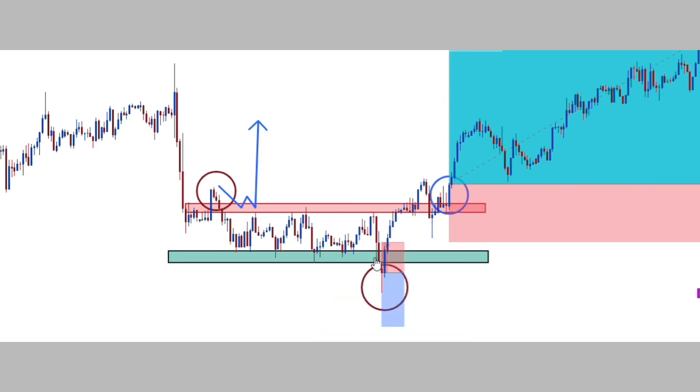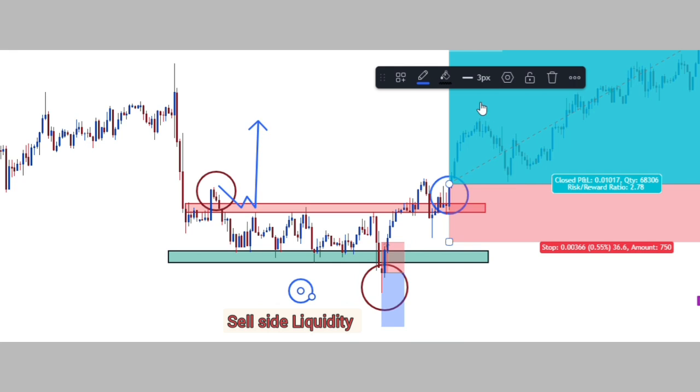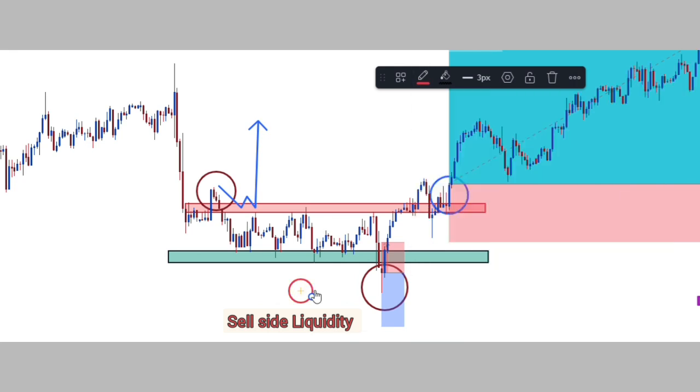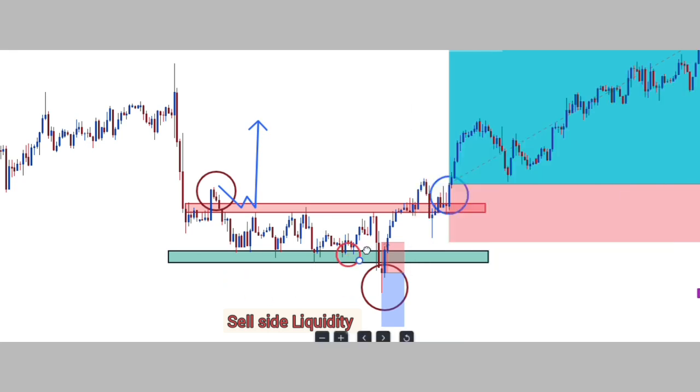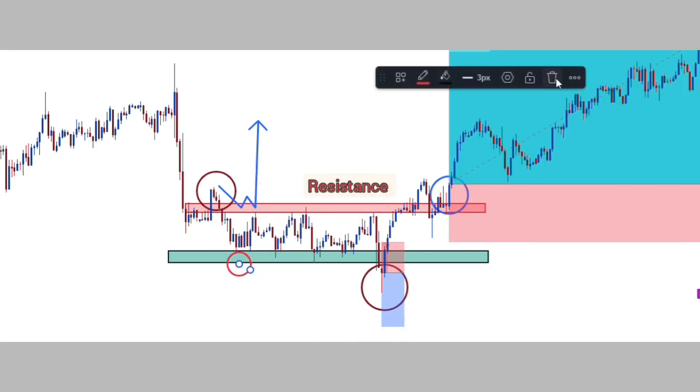This was a liquidity grab here, because there is a lot of liquidity down here, guys. Below here, there is a lot of sell side liquidity. And a lot of buy side liquidity here, because this is a resistance area, because it had been resisted before. The price could not break above, and here the price could not break below.